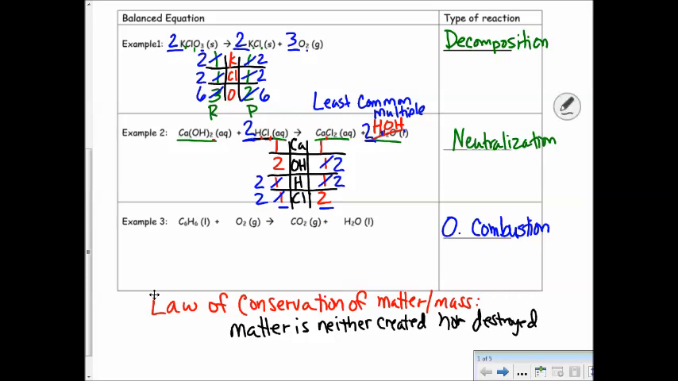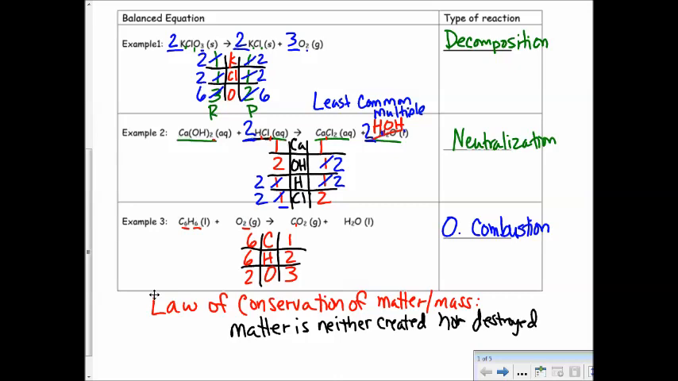So, setting up our table, we only have 3 elements to contend with here. We have C, then H, then O. On this side, we have 6 carbons, 6 hydrogens, and 2 oxygens. On the product side, we have 1 carbon, 2 hydrogens, and now we have to add up the oxygens. There's 2 in the carbon dioxide and 1 in the water, so that's a total of 3. Now, looking up here, we have a bunch of stuff out of balance, so that's why we go in order.